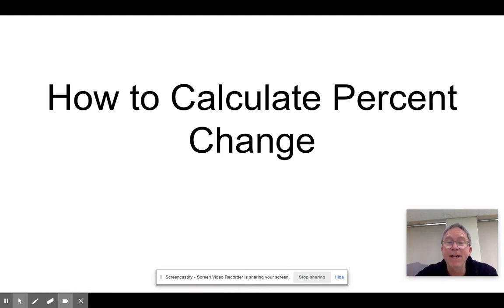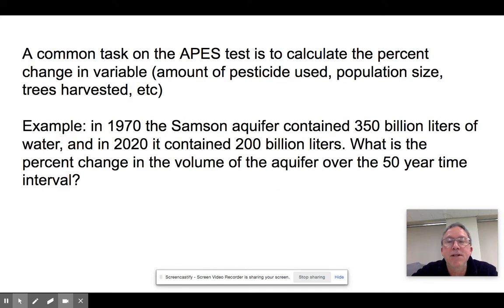I'll get better. Okay, I want to talk to you very briefly about how to calculate a percent change. This is something you've probably done in math class before, but we need to address it specifically for this class because it turns out it's something they ask quite a bit in the APES test. And you can count on it being asked two or three or more times to calculate a percent change over time. So it could be like, what is the change in pesticide use or population size, trees harvested, or whatever, all right? So let me give you an example.